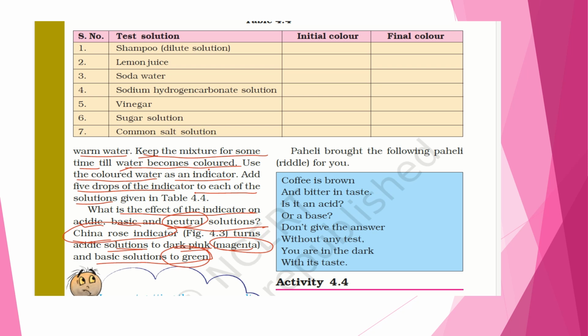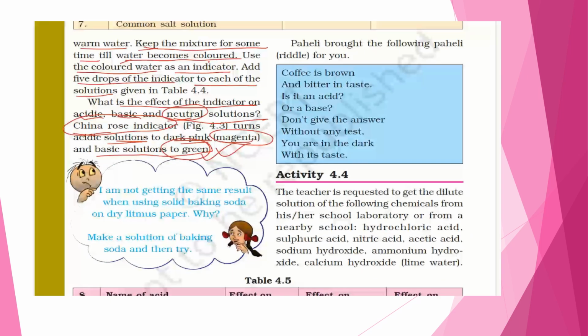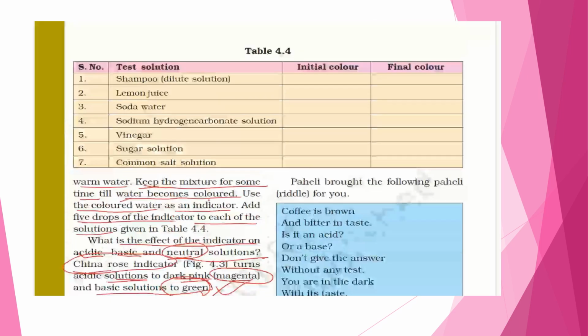So generally the color of this indicator is red. When acidic solutions are put on the China rose solution, it will turn dark pink or magenta, and basic solutions will turn green in color. Okay, so all these substances you can test with this China rose.